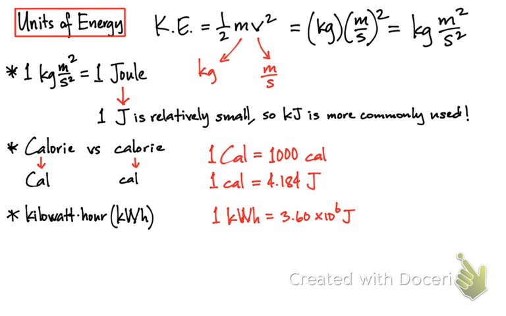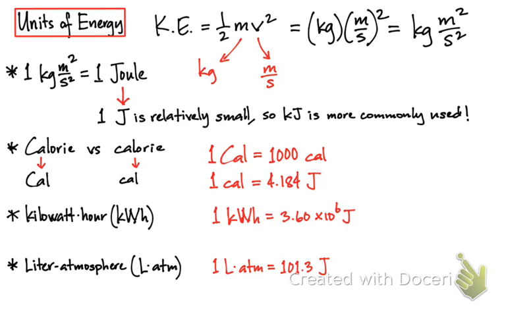Kilowatt hour is another common unit of energy, which represents electrical energy. Next time you see your electric bill, look at how much energy you've used in kilowatt hour. Most likely, it's in several hundreds of kilowatt hour to a few thousands. 1 kilowatt hour is equivalent to 3.6 times 10 to the 6 joules.